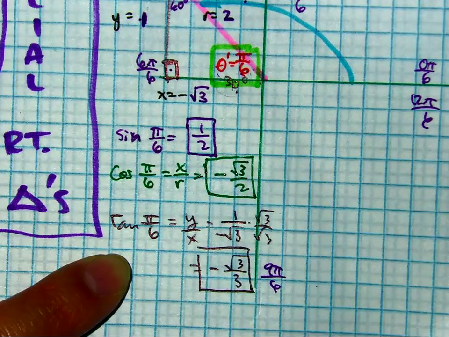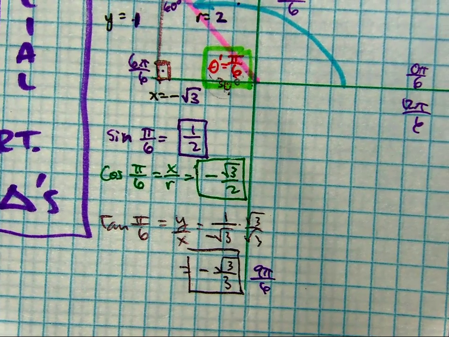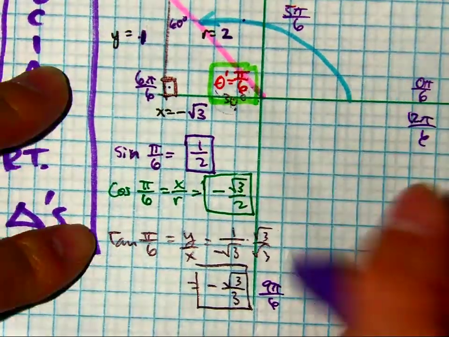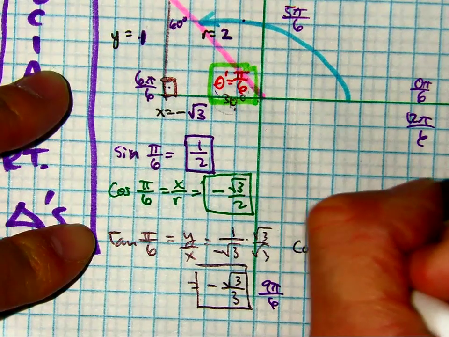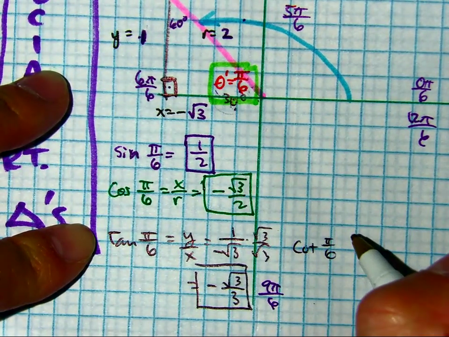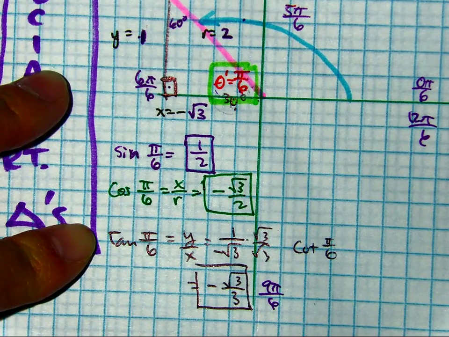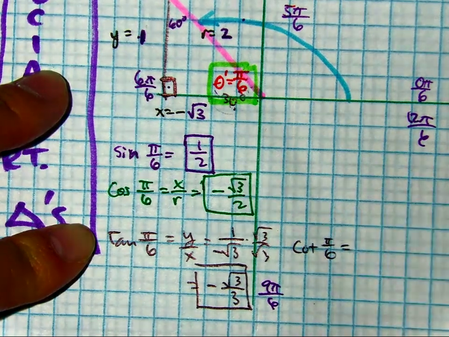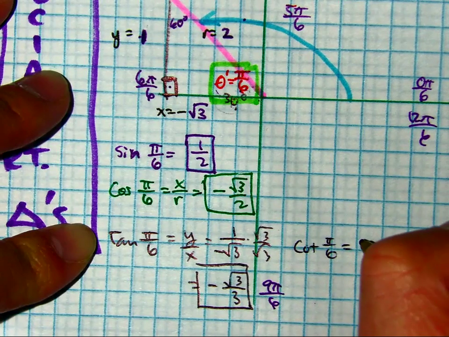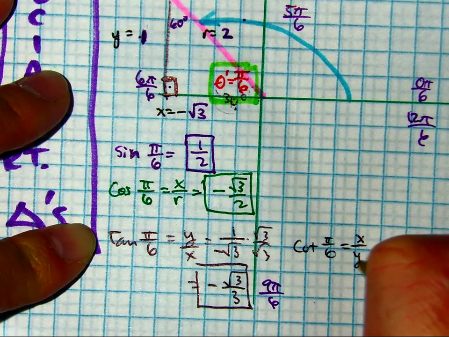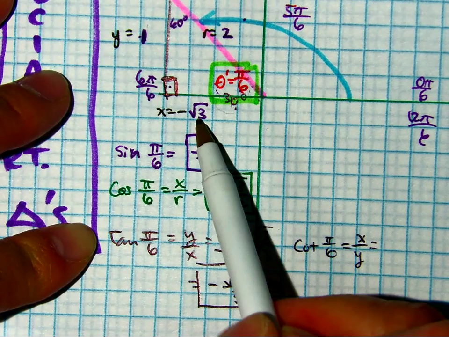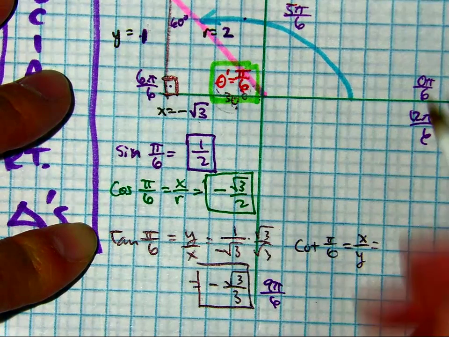Alright, give me your other favorite trig functions. Cotangent. Cotangent at pi over 6 is what? What letters? X over y. So that would be what? Negative radical 3 over 1, which is just negative radical 3.